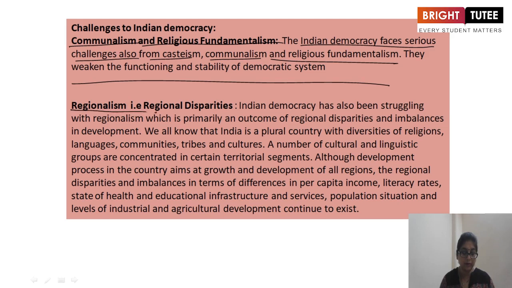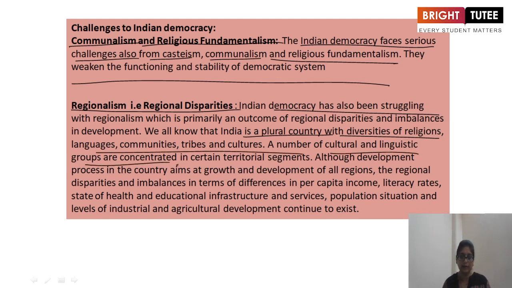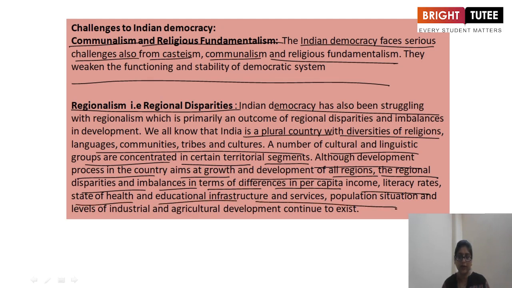Then regionalism, or we could say regional disparities. Indian democracy has also been struggling with regionalism, which is primarily an outcome of regional disparities and imbalance in development. We all know that India is a plural country. That means we have many states with diverse religions, languages, communities, tribes and cultures. A number of cultural and linguistic groups are concentrated in certain territorial segments. Although the development process in the country aims at growth and development of all regions, regional disparities and imbalances in terms of differences in per capita income, literacy rates, health and educational infrastructure and services, and levels of industrial and agricultural development continue to exist.